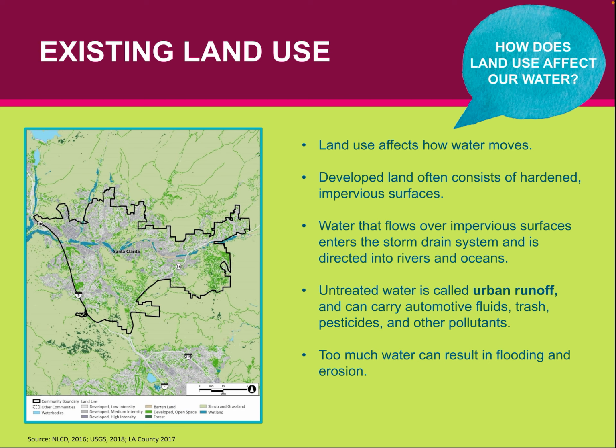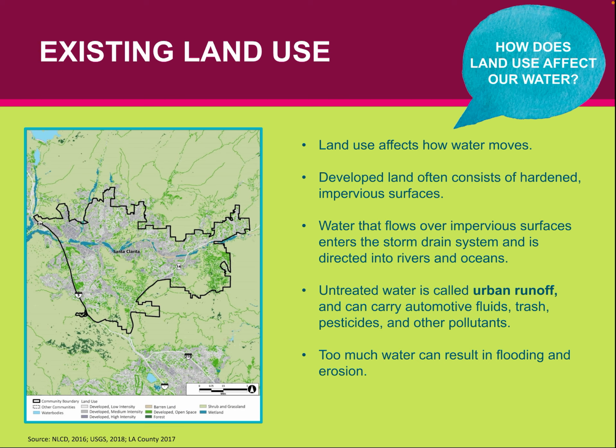Untreated water is called urban runoff and can carry automotive fluids, trash, pesticides, and other pollutants. Too much water can result in flooding and erosion. So this is one of the concerns we have with developed land: when it rains, the water picks up automotive fluids, trash, pesticides, and other pollutants, and it goes into the river and ocean systems, which poses a big threat to the natural ecosystem as well as health.